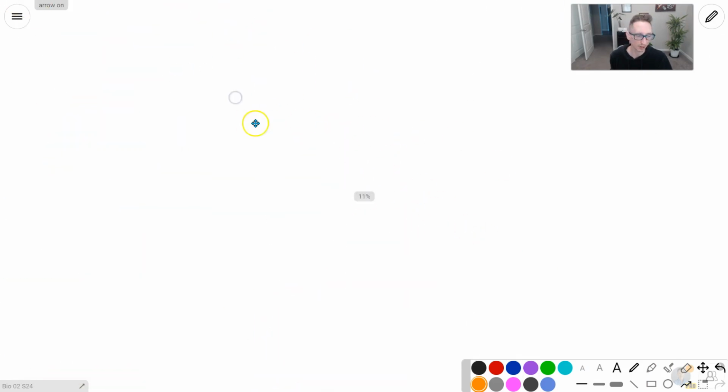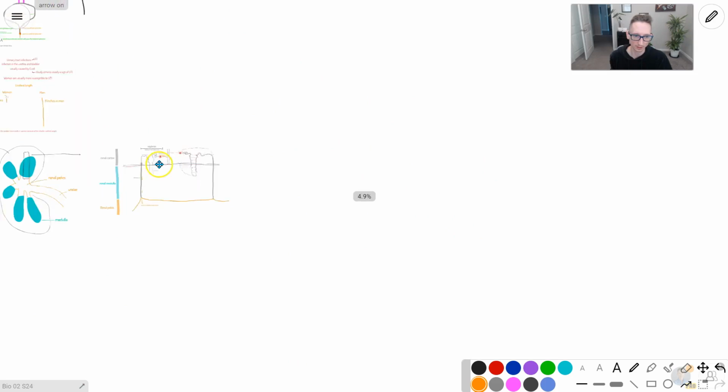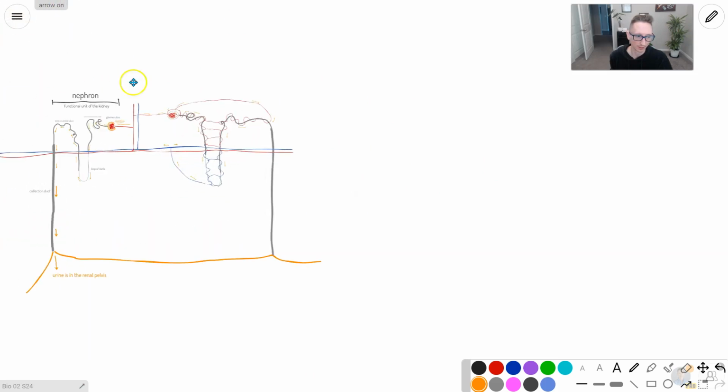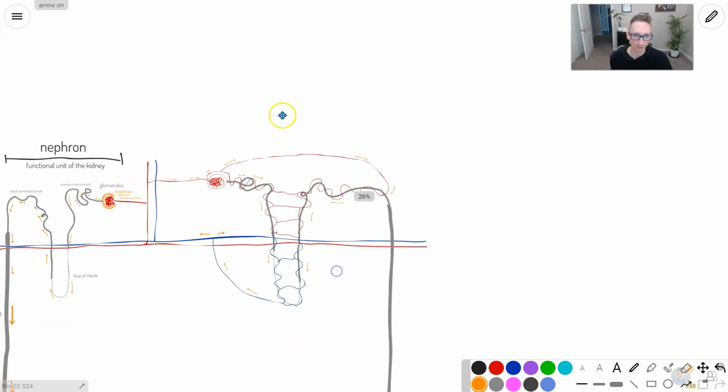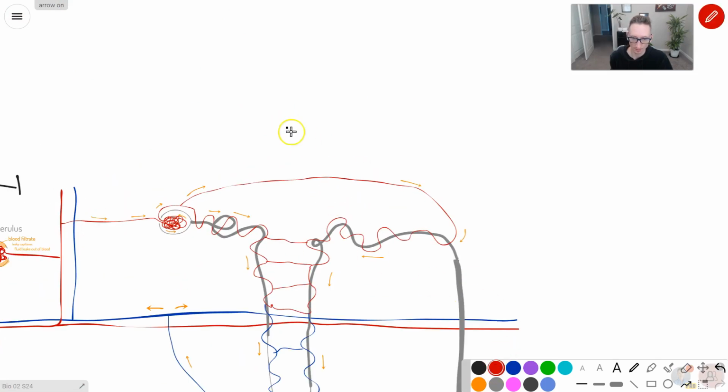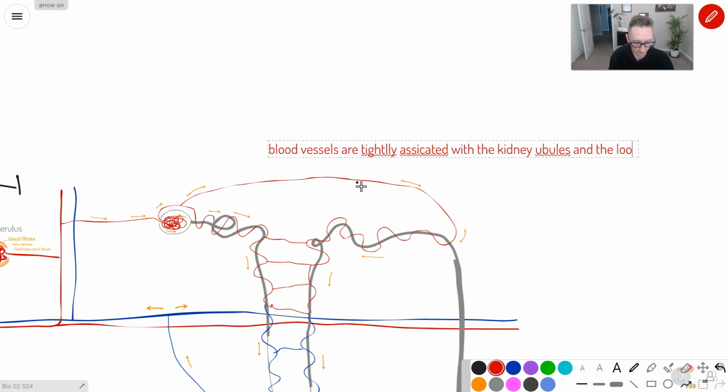So you have blood vessels tightly associated with the kidney tubules, proximal and distal kidney tubules, and the loop of Henle, all throughout the kidney.